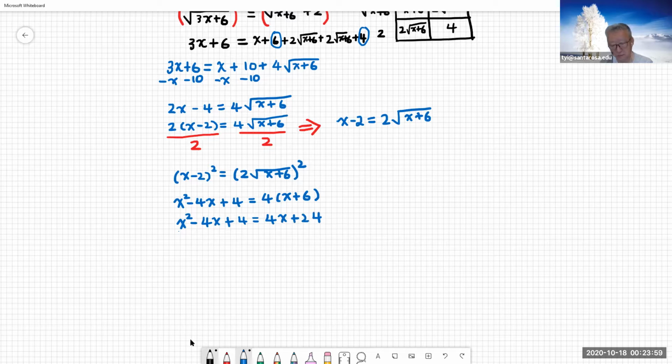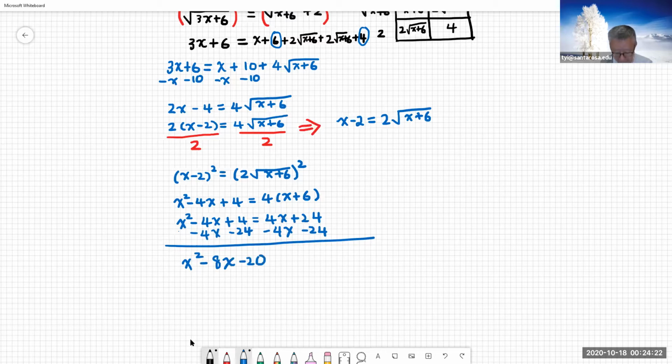Now, because we have a quadratic equation on the left, we're going to have to bring everything over to the other side. So I subtract 4x and subtract 24. On the left-hand side, I have x squared minus 8x minus 20. And on the right-hand side, we are going to have 0. Now we're going to have to factor this. So we have x squared minus 8x minus 20.